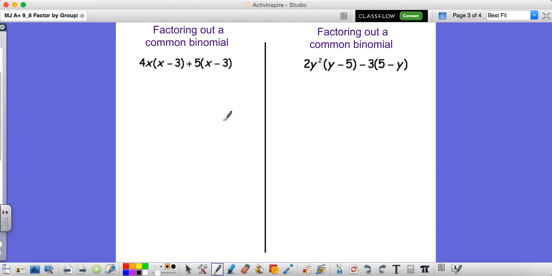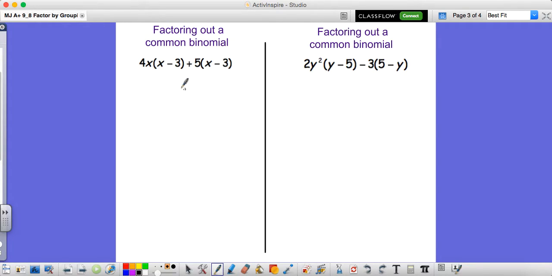Okay, let's look at something new for 9.8, but hopefully not completely confusing. We can actually factor out a common binomial. So what this means is we don't necessarily just need to factor out a monomial, which we've done most of the time, but we can factor out a binomial.